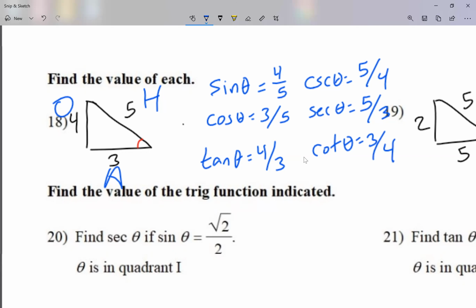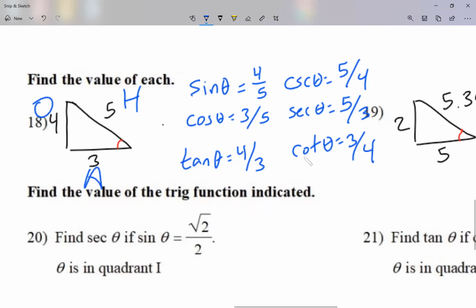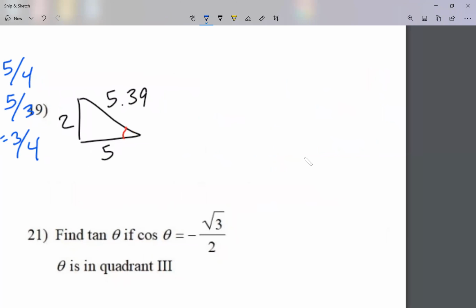Notice I answered all 6 ratios. I could ask you for any of those ratios. I could ask you for any 2, any 3, any 4, or I could even ask you for all 6. It's okay if the numbers are all whole numbers, like we see here in number 18, or it's okay if you deal with decimals, right? Let me label my sides. The hypotenuse is the big side. Based on the red angle, 2 is my opposite and 5 is my adjacent.